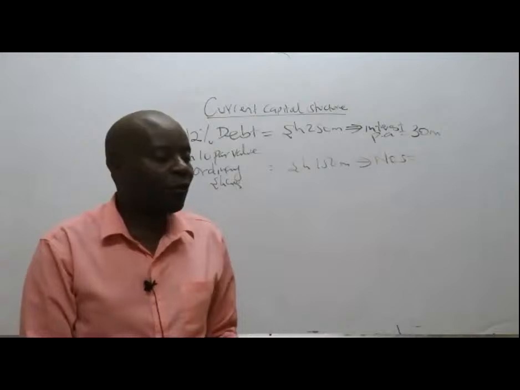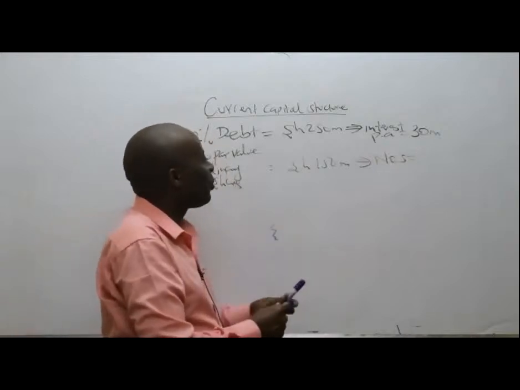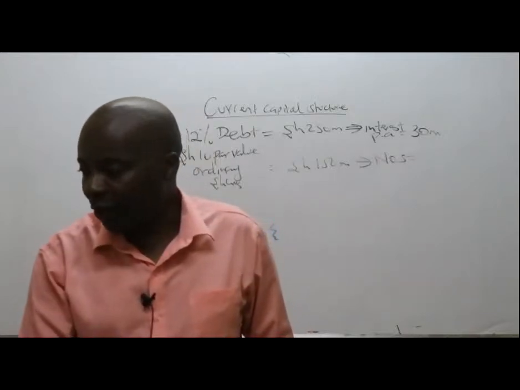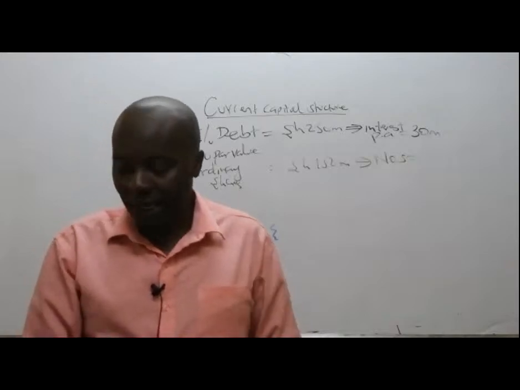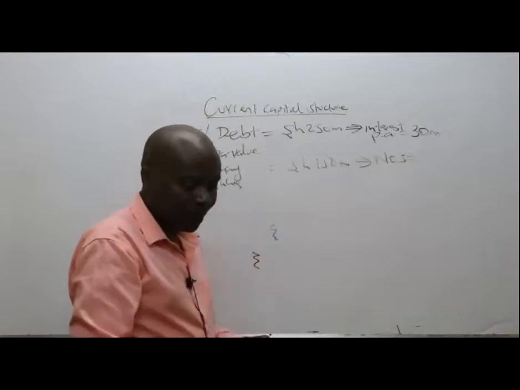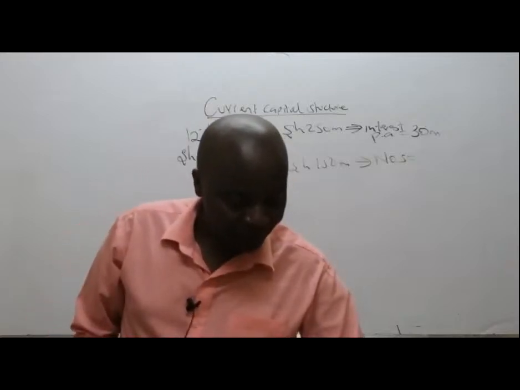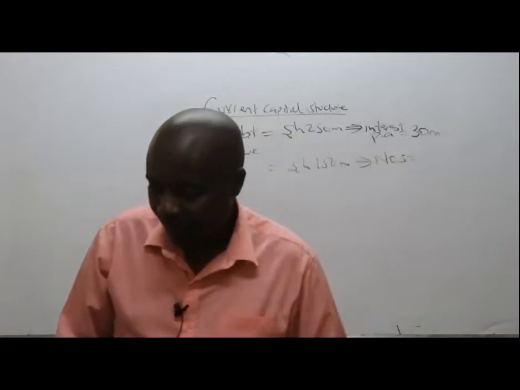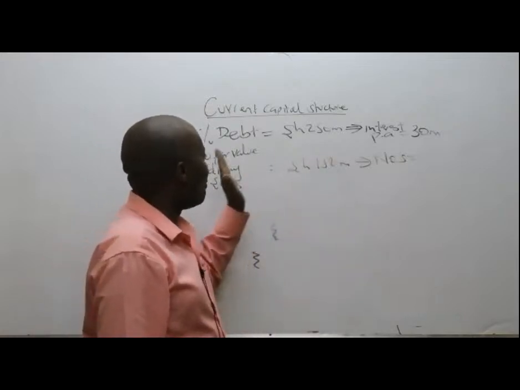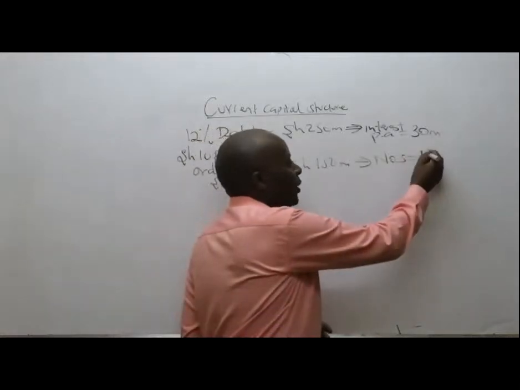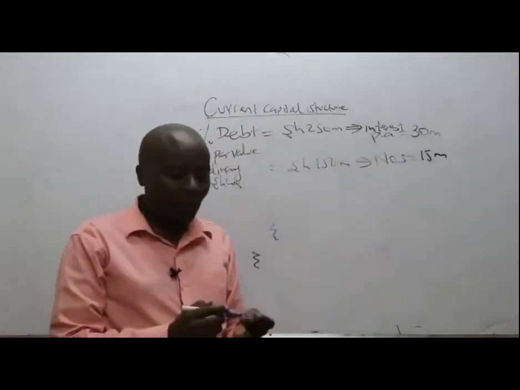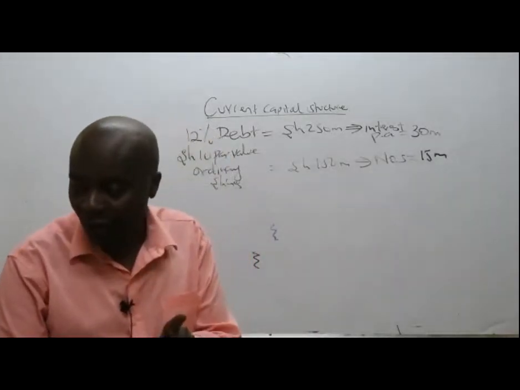For us to get the number of ordinary shares, very easy. You take the share capital given and divide by the par value. What do we have here? 15 million. So the number of ordinary shares is 15 million. Remember, this is the current capital structure, also known as the old capital structure. Very important for us to know that.